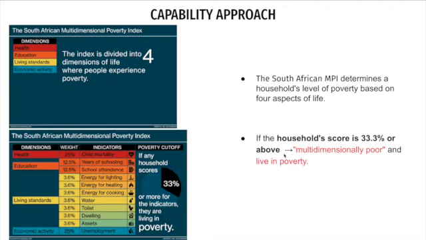Regarding the capability approach, the South African Multidimensional Poverty Index determines a household's level of poverty based on 4 aspects of life: health, education, living standards, and economic activity, each one of them with their own weight and indicators. For example, health is composed of just one indicator, child mortality, and living standards carry a few more indicators than just one, therefore representing a bigger weight. If the household's score is 33.3% or above, they are considered multidimensionally poor and live in poverty. Additionally, more means and more opportunities in different ways should be granted to these vulnerable individuals in order for them to pursue activities, states of life, and therefore real freedoms.